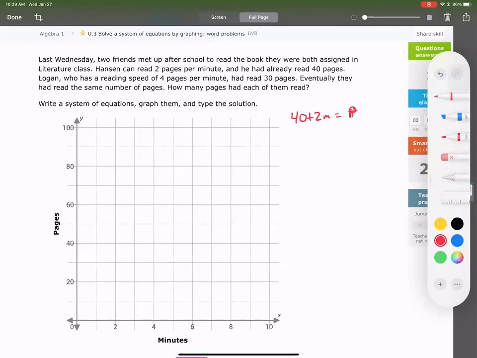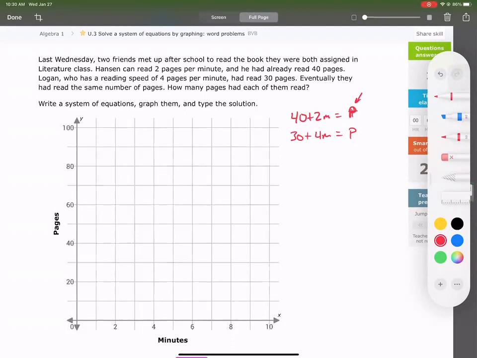And the second kid, Logan, who has a reading speed of 4 pages per minute, but he already read 30 pages. And that would give us a number total. Eventually, they have read the same number of pages. How many pages did each of them read? Okay, so how many pages did they read total? So what is the total number of pages they read so that this will be equal, right?